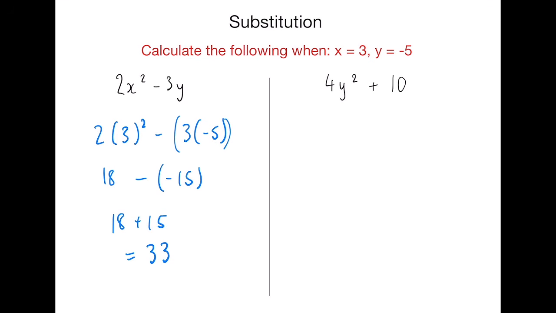And then on this side we have 4y squared add 10. So 4 lots of minus 5 squared add 10.